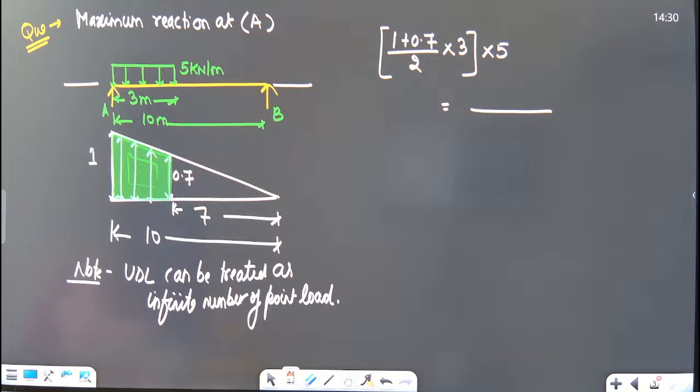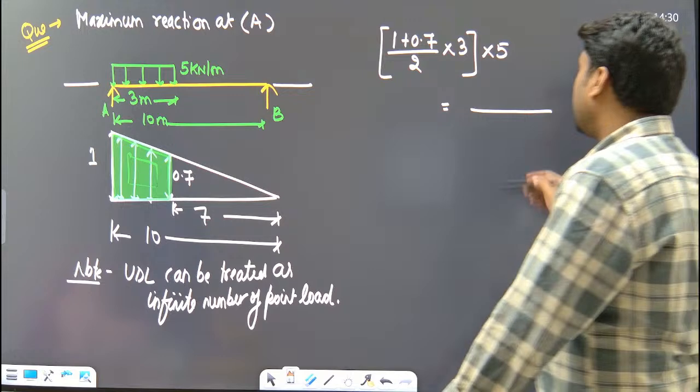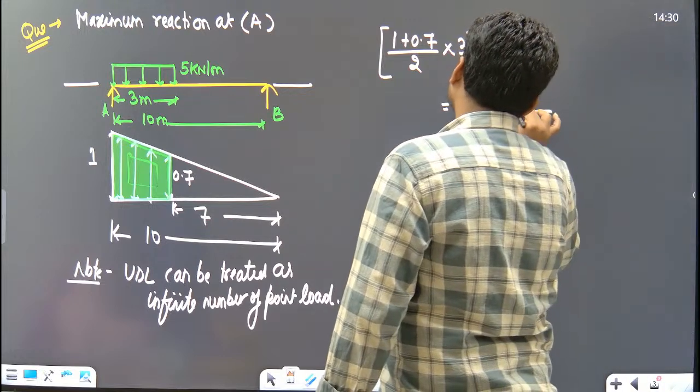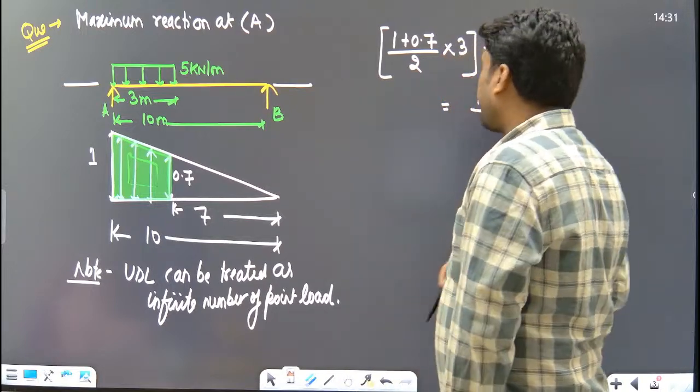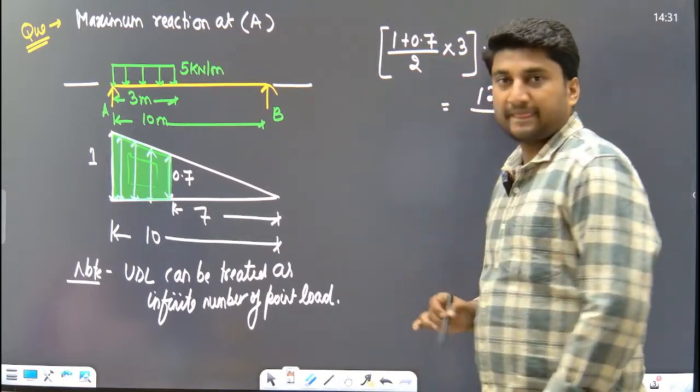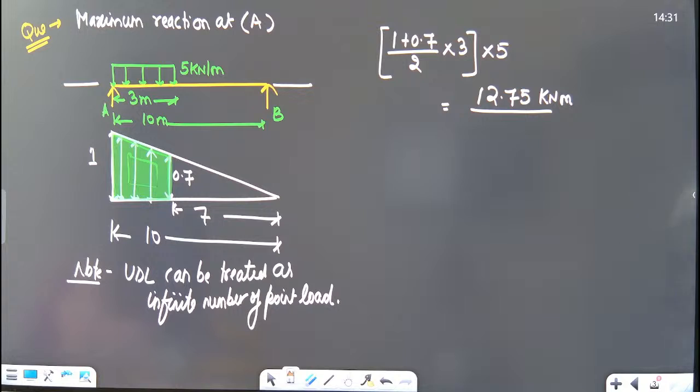Calculate this. So 12.75 is the answer. Now what was the concept for shear force? This was the concept for influence line diagram for reaction.